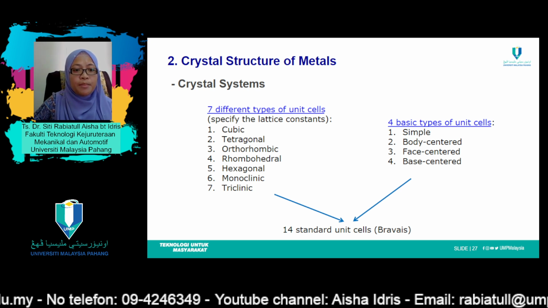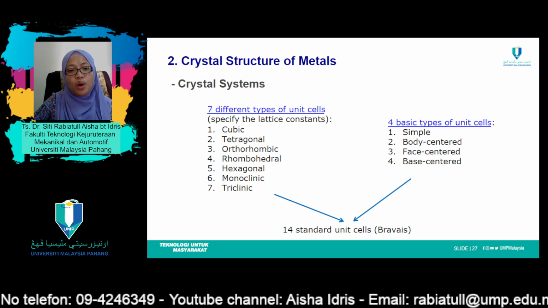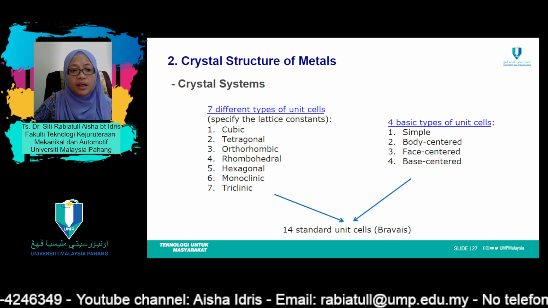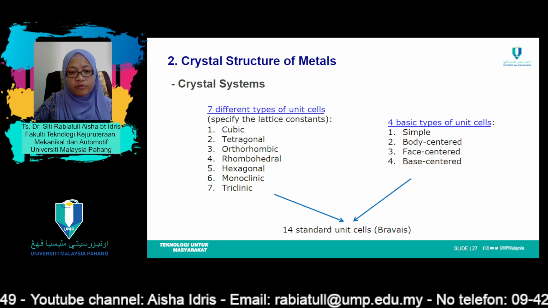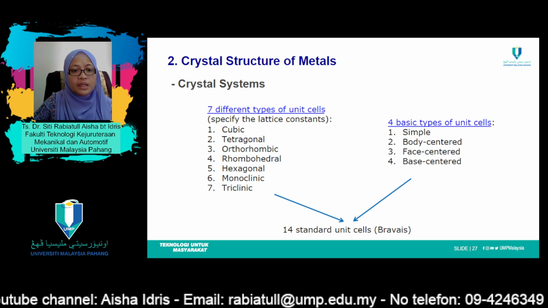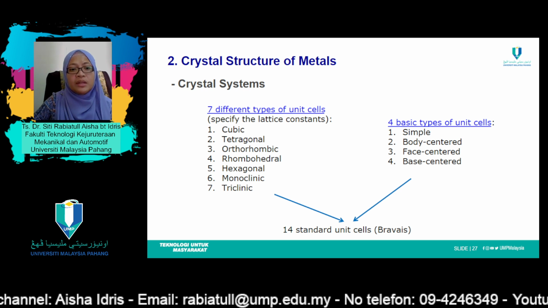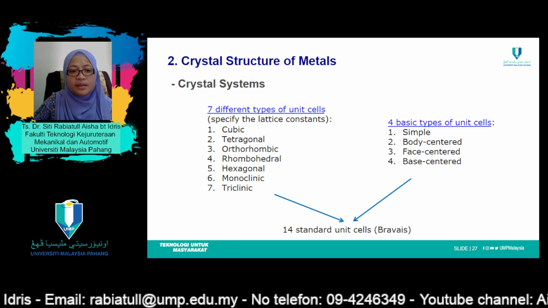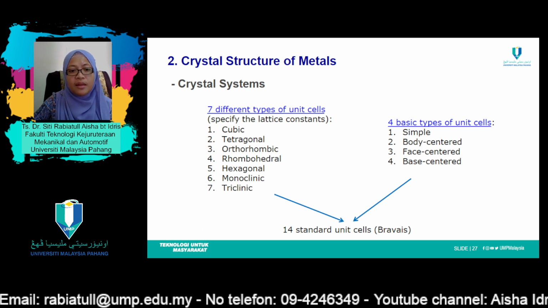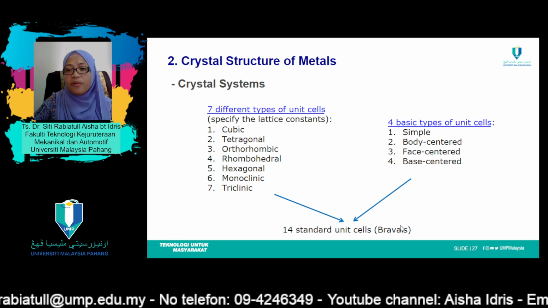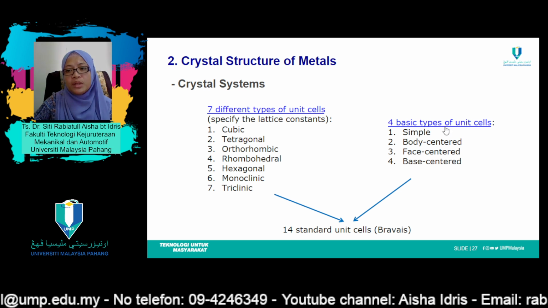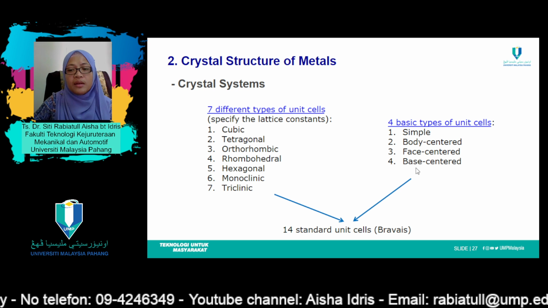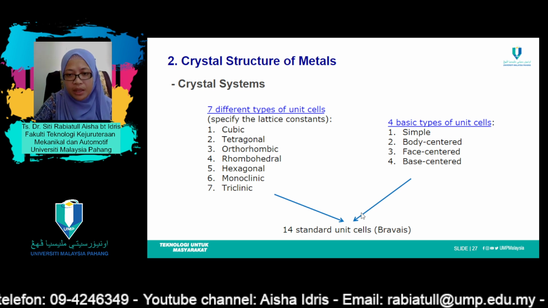The Bravais lattice can refer to one of the 14 different types of unit cell that a crystal structure can be made up of. So out of the 14 types of Bravais lattice, the 7 crystal systems in 3D space are listed here, and the other 4 are the basic types of unit cell, which are simple cubic, BCC, FCC, and HCP.